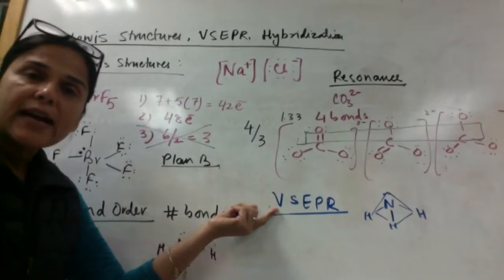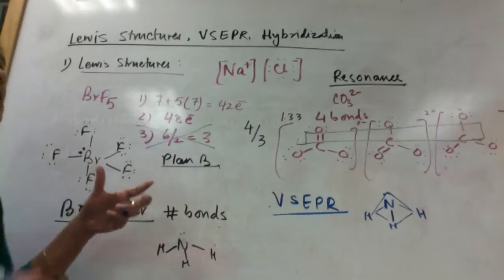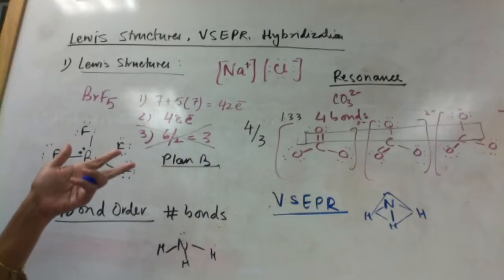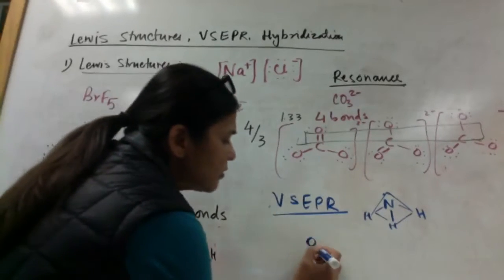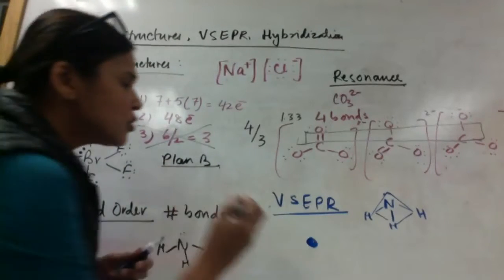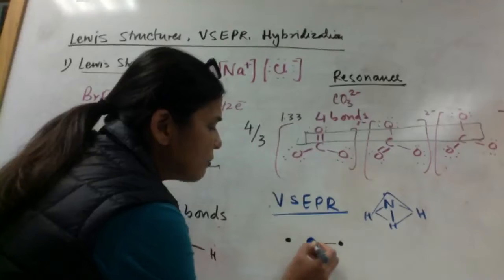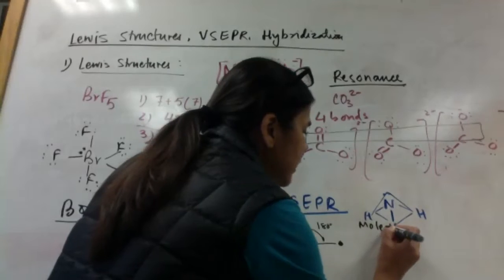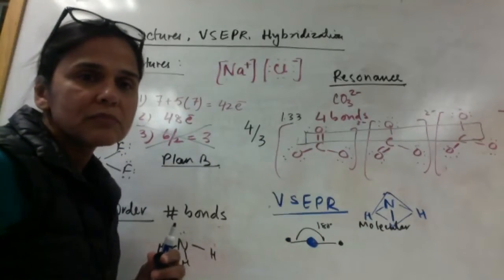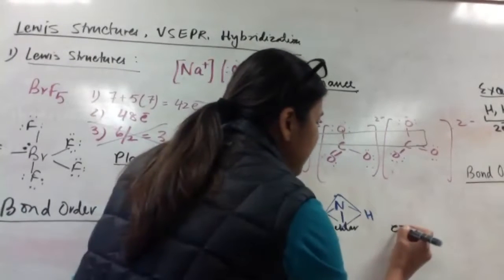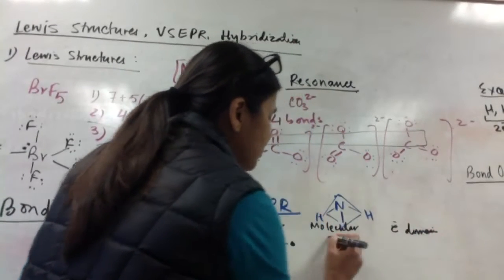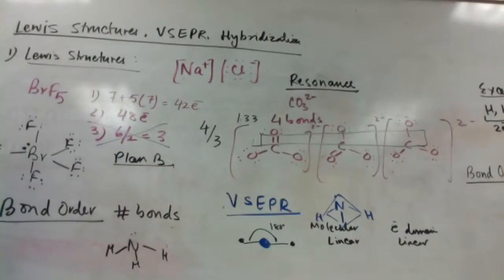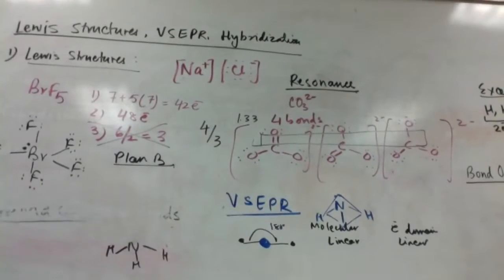How this theory does that is by assumption that electron domains tend to be as far from each other as possible to minimize repulsion. So when around the central atom you have 2 side atoms, the farthest they can be from each other is 180 degrees. And here, the molecular and electron domain geometries are both linear. I'm going to erase the other side of the board and put it over there so you can all see it clearly.